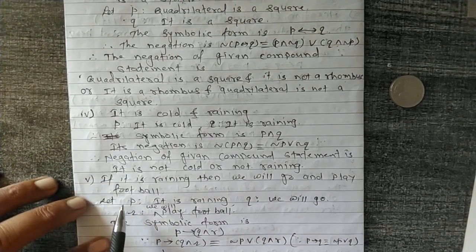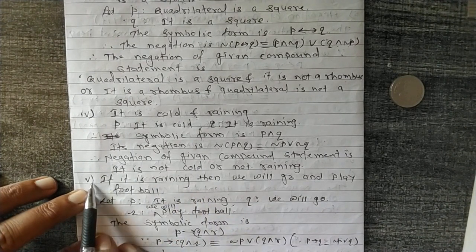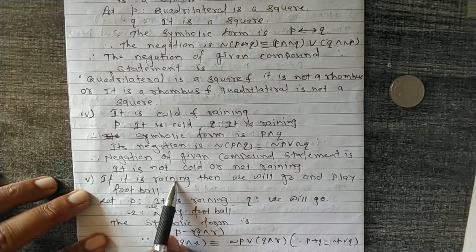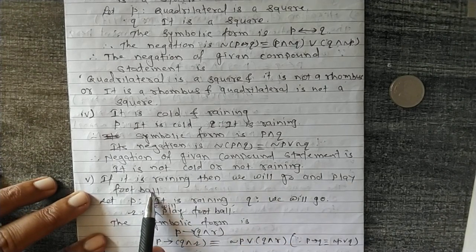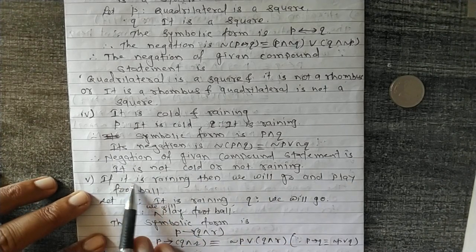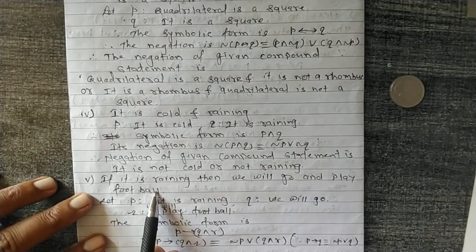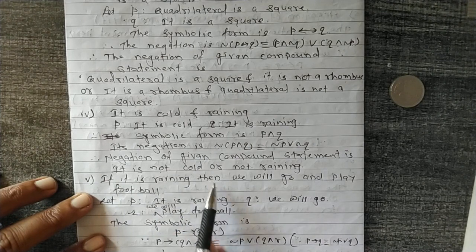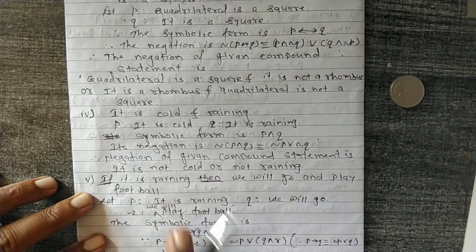Now fifth is: if it is raining then we will go and play football. Here the connective is if-then. Now this is the conditional statement. Again we can consider here P and Q.